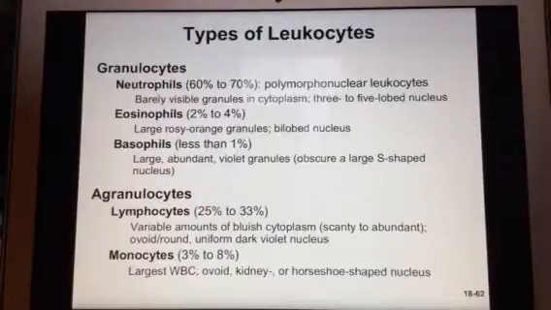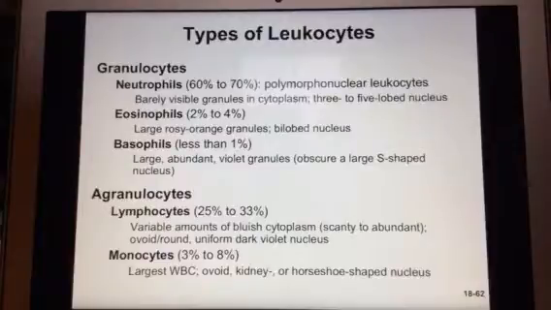The next are the eosinophils. They are much smaller in number. They only are 2 to 4% of the white blood cells. They have large rosy orange granules. Now, I can't guarantee that yours are going to be rosy orange, but the granules are much larger. And then they also have a bilobed nucleus. That means a nucleus that has two lobes. Sometimes it's called a horseshoe shape, but you might not be able to see the link between the two lobes. So just like in the neutrophils, it may look like there's two nuclei.